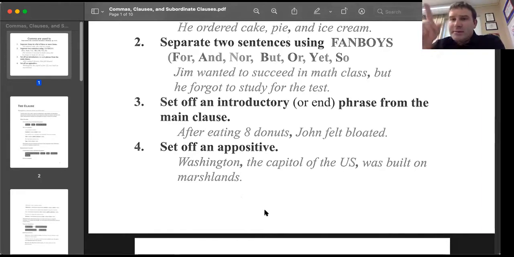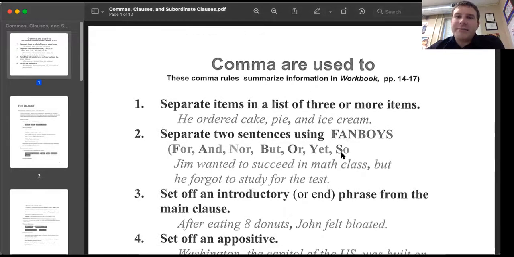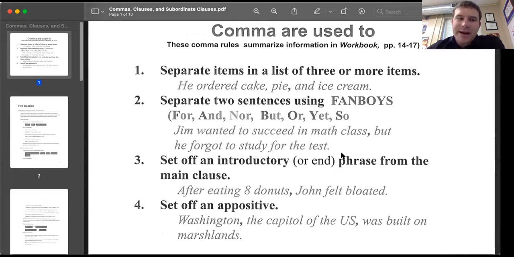And you can also use it to set off an appositive. Personally, I prefer to use parentheses or dashes to set off appositives, but you can also use a comma. Washington, comma, the capital of the United States, comma, was built on marshlands. So those are the four most common ways that someone would use commas.